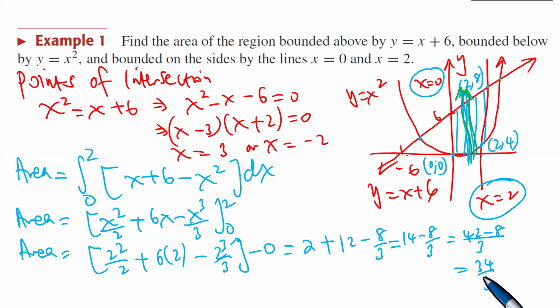Right, so this is exactly what you get: 34 out of 3 units squared. Right, in which case, therefore, these points of intersection are not so significant for this question. We move to the next one. Next question.